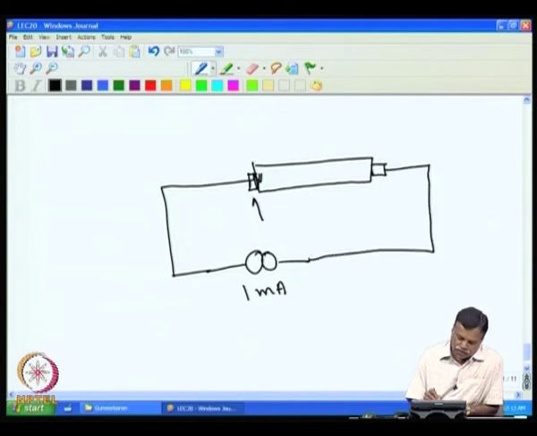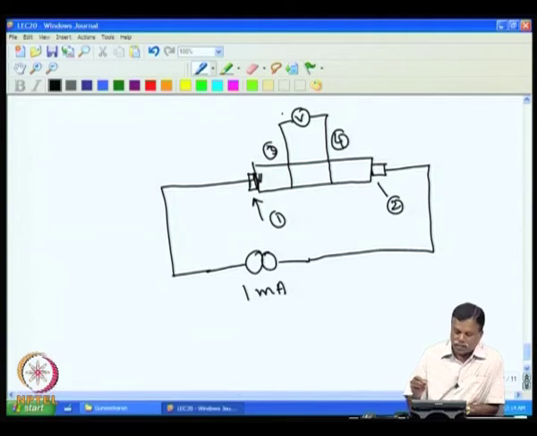So, we have one probe here, the second probe is here. Then I connect the voltmeter not at the end; I put a probe here and make contact here, then make a contact here. So, third probe here and the fourth probe here. So, that is the voltmeter.